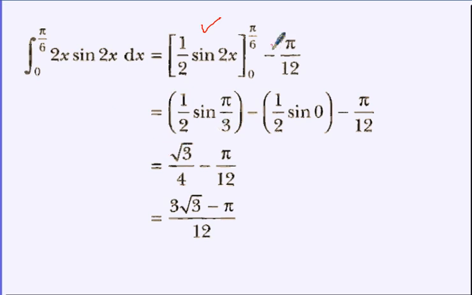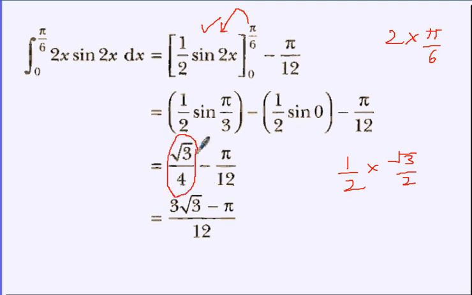So we have substituted the value pi upon 6 first. So half, as I told you, 2 into pi upon 6 will give you pi upon 3. And here sin pi upon 3, which means sin 60, is root 3 upon 2. Half of root 3 upon 2 became root 3 upon 4. This became root 3 upon 4 minus pi upon 12. So your answer, after taking the LCM of 12, is 3 root 3 minus pi upon 12.